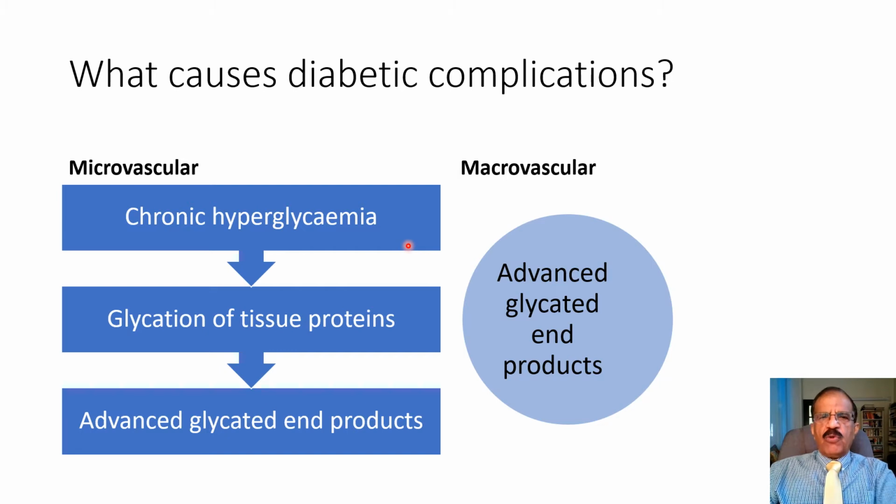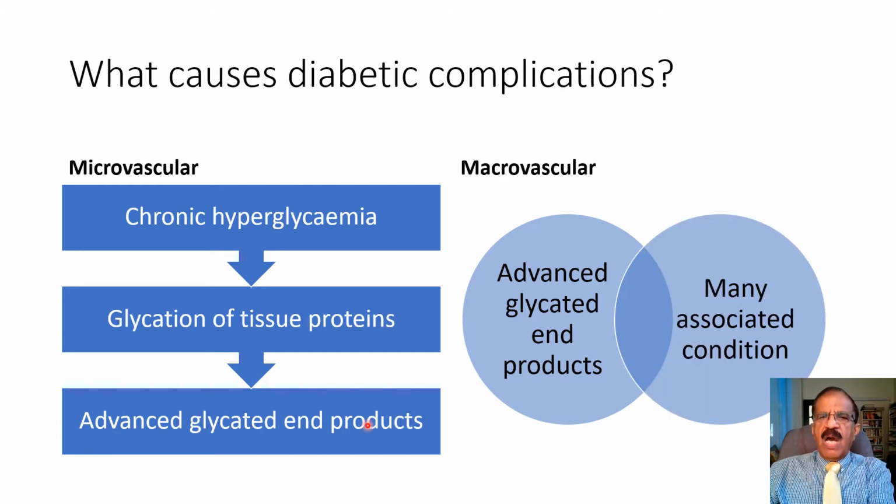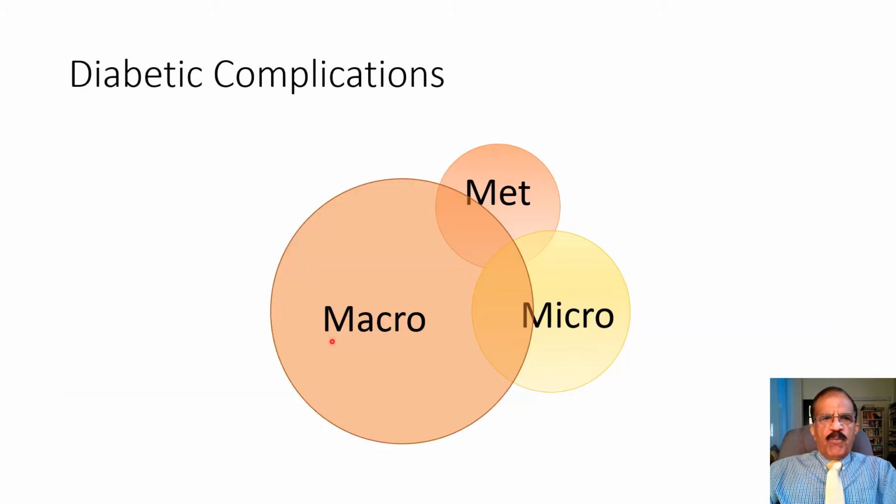Now, macrovascular complications we are going to discuss in a separate lecture, but in addition to these advanced glycated end products, there are several other factors and many associated conditions which contribute to the pathogenesis of microvascular complications. This is again the same cartoon indicating three different groups. Now, let's take up metabolic complications in some detail.